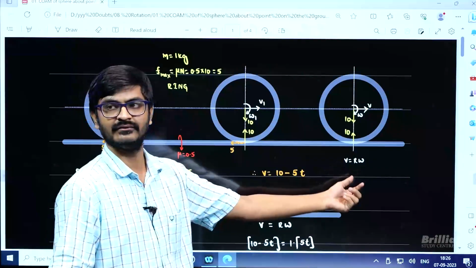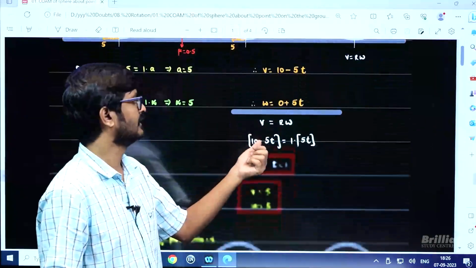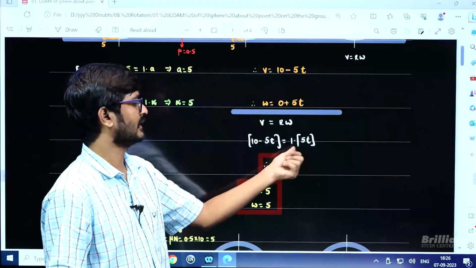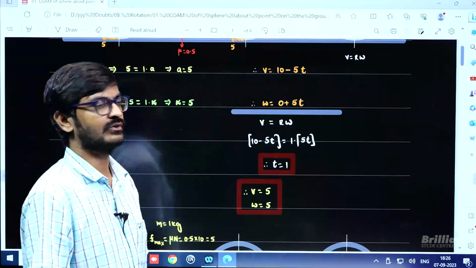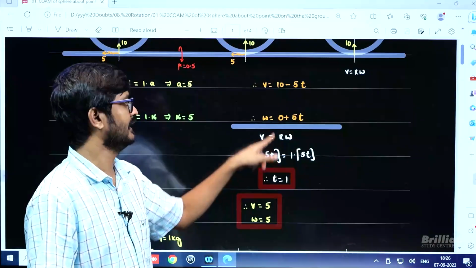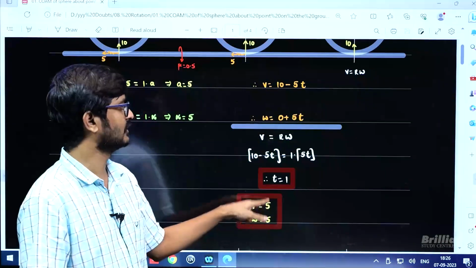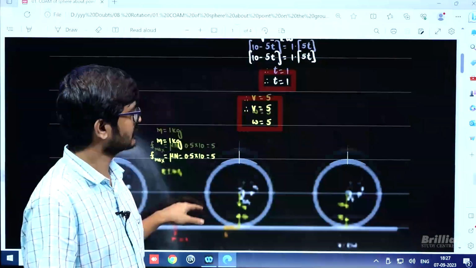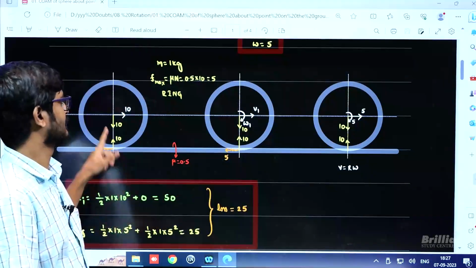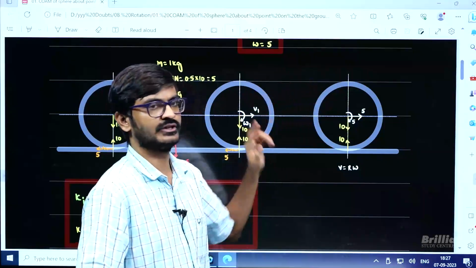Now I need to see when V will become equal to r omega. When I substituted V equals r omega, I got t equals 1. That is, after 1 second V will become equal to r omega. When I substituted t equals 1, I understood that velocity is going to be 5 and angular velocity is going to be 5. So it is going to look like this. Final velocity and angular velocity is going to be 5.